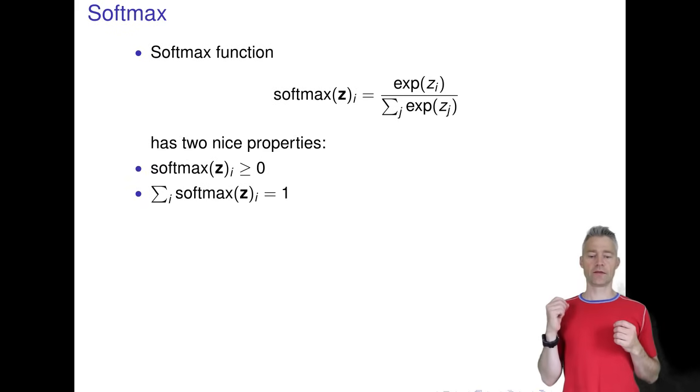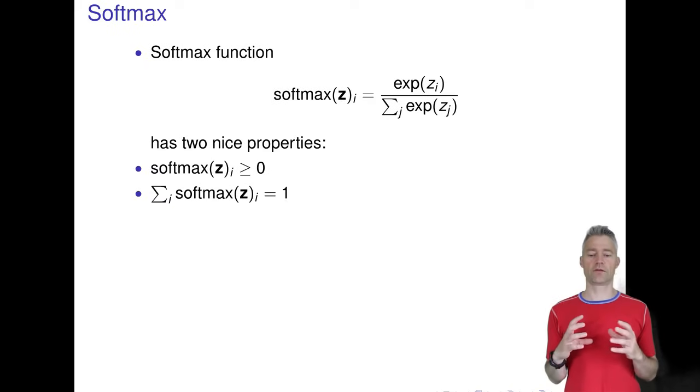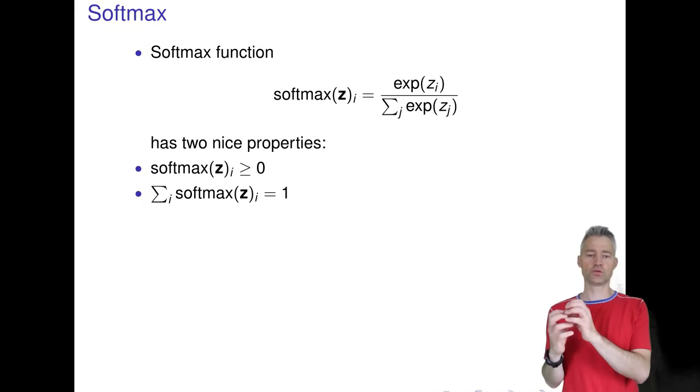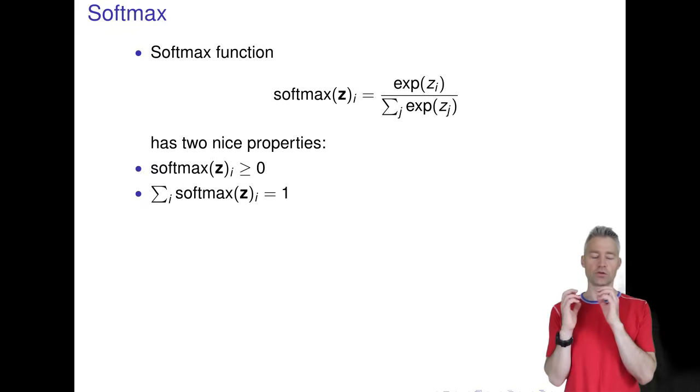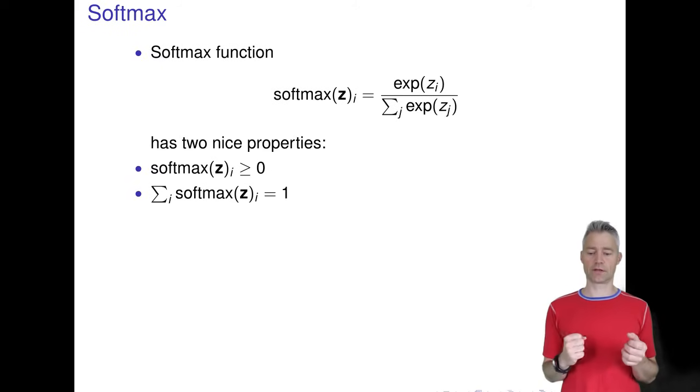One is that because of this exponential function I have here, the output for each dimension is always non-negative. And because of the denominator, the outputs will sum to 1. So that means I can interpret the output from each of the output units as a probability, a conditional probability for that class. So this is a very nice way to construct a network which is a probabilistic classifier, right?